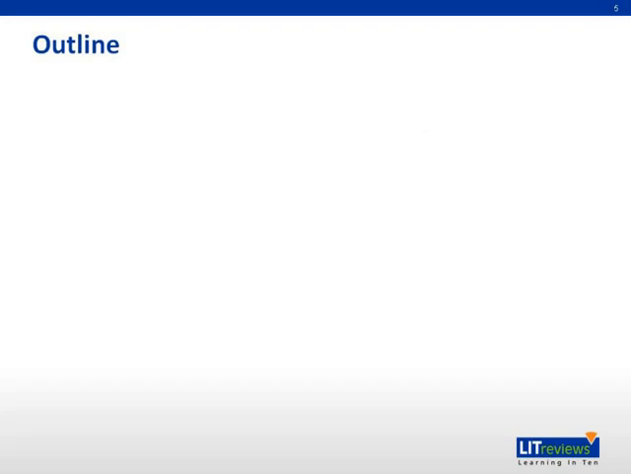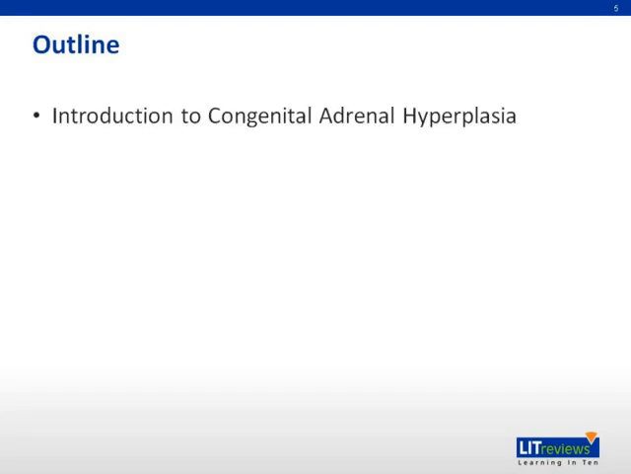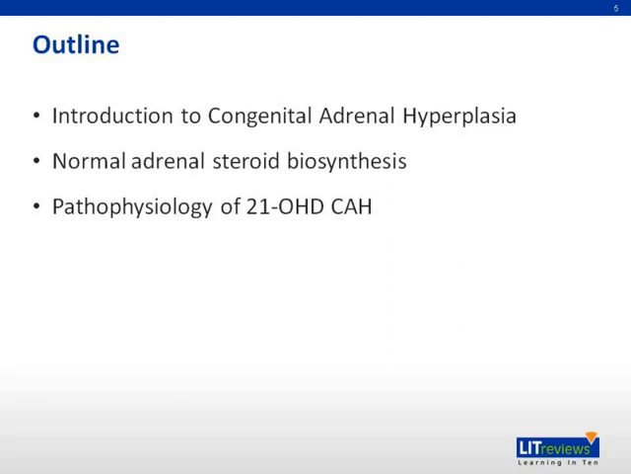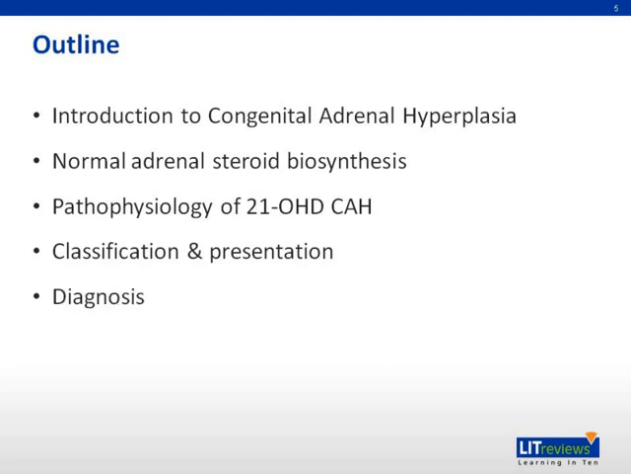This is the outline of my presentation. I will first give a general introduction to CAH. Following that, we will review the pathways and enzymes involved in normal adrenal steroid biosynthesis. We will then take a closer look at the pathophysiology of 21-hydroxylase deficiency CAH and see how this results in its classification and its varying clinical presentations. We will run through the investigations needed in its diagnosis and go through basic principles of management of 21-hydroxylase deficiency CAH.